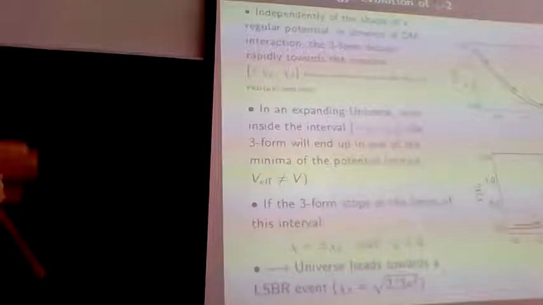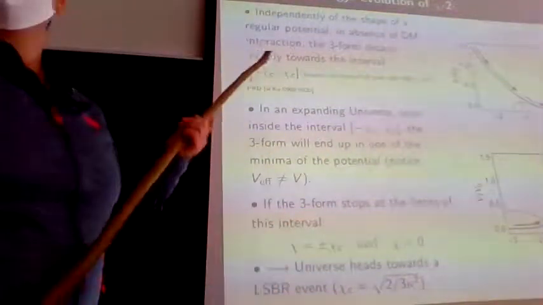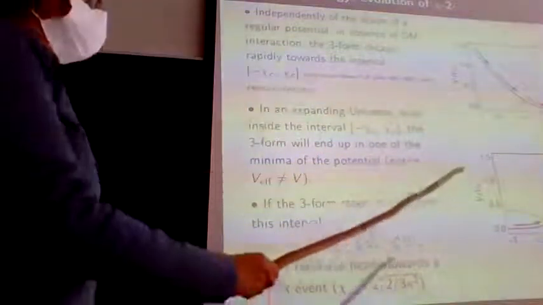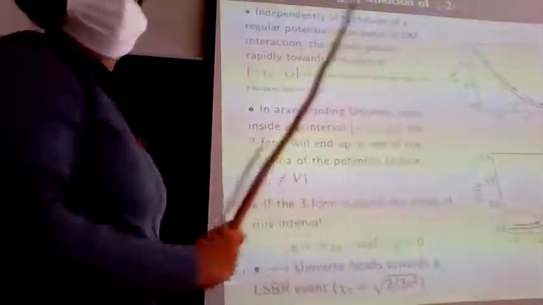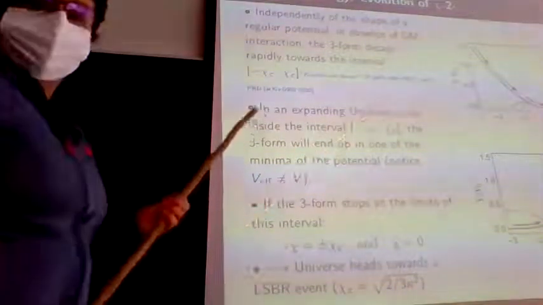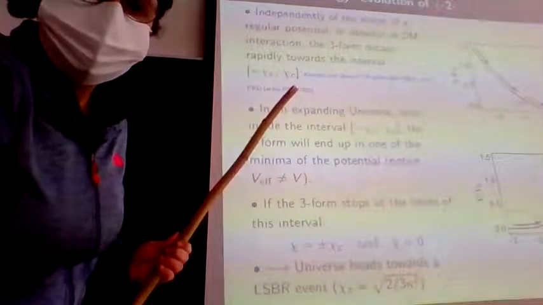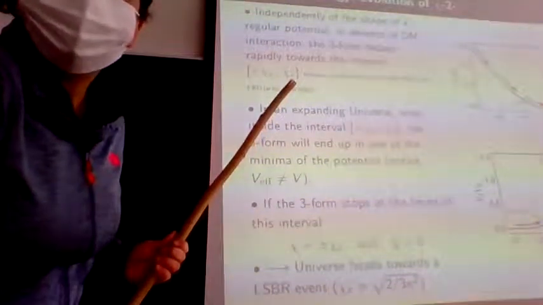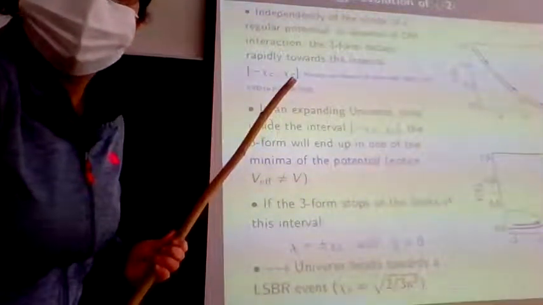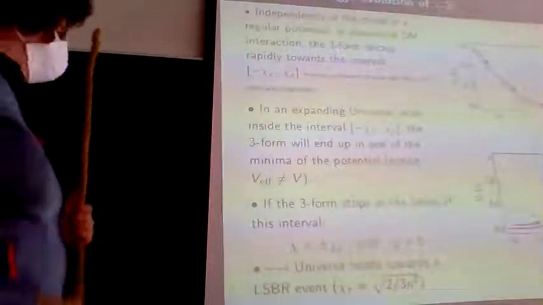Essentially, the three forms are quite peculiar in the sense that they have two fixed points, which are independent of the potential. Those values, chi c and minus chi c, are related to the value of the gravitational constant. At the end, the three form is stuck somehow here, or here. If we have a potential that has a maximum, this point over here corresponds to a little sibling of the big rip. That was one of the things we showed before.